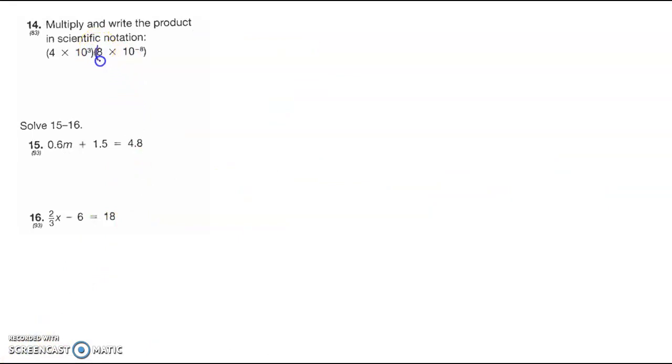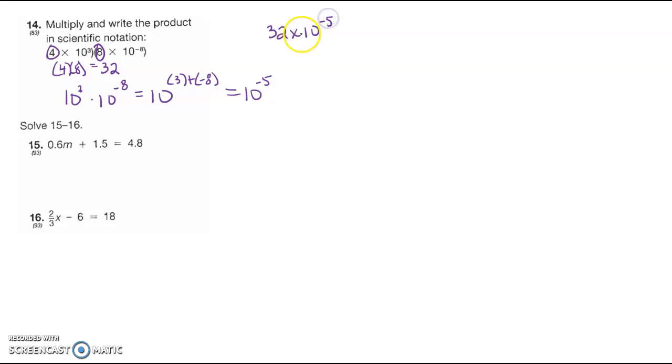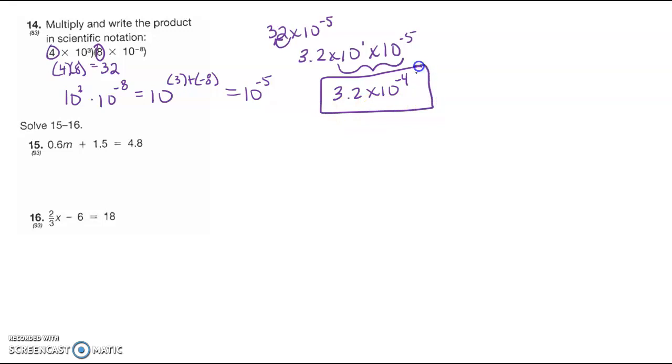All right, let's see. So I'm going to multiply 4 and 8, and I get 32. I'll come back to that. And then I have 10 to the 3rd times 10 to the negative 8, which is 10 to the 3 plus negative 8, which is 10 to the negative 5th. So I have 32 times 10 to the negative 5th. Now this is not scientific notation because of the 32. So when I move this decimal, I have to plug in a 10 to the 1 and then reduce, or not reduce, but simplify that. That's my answer.